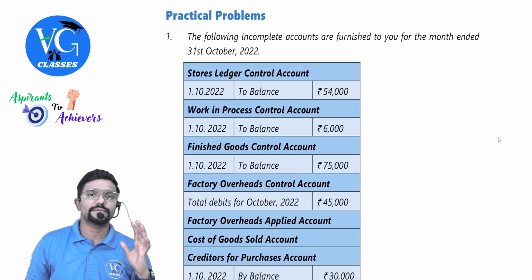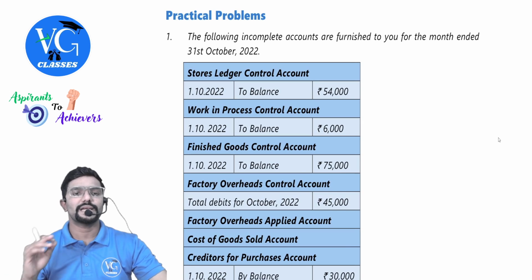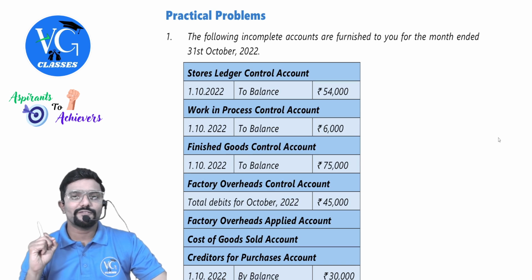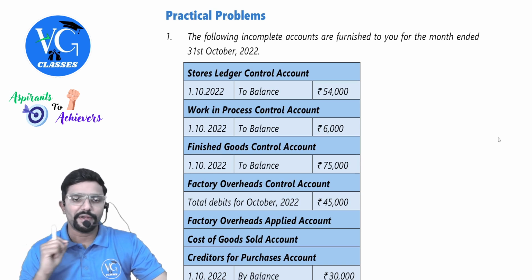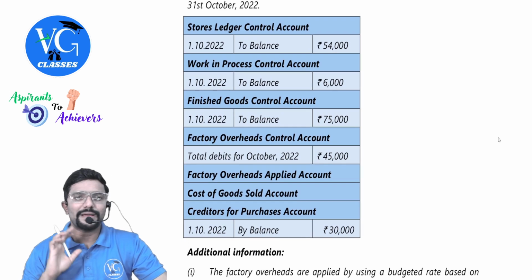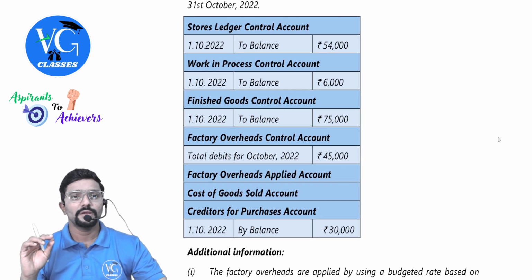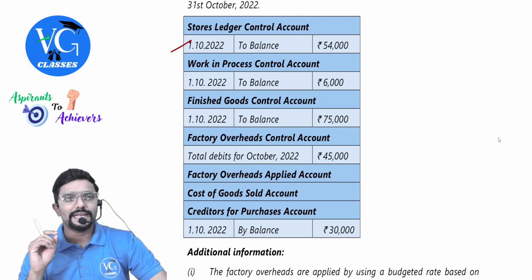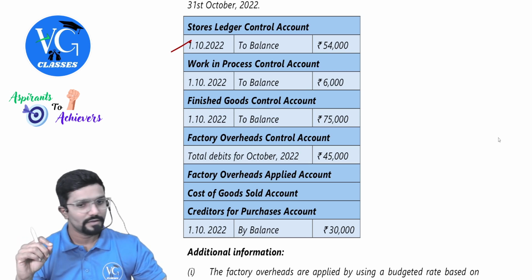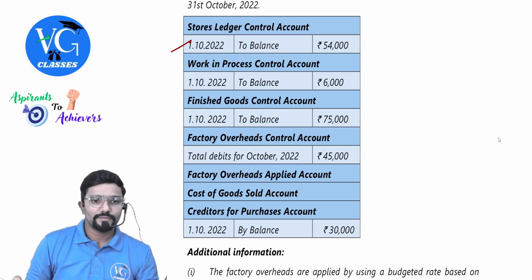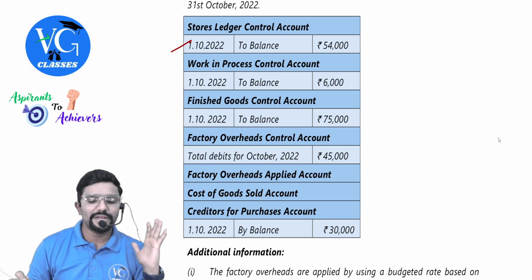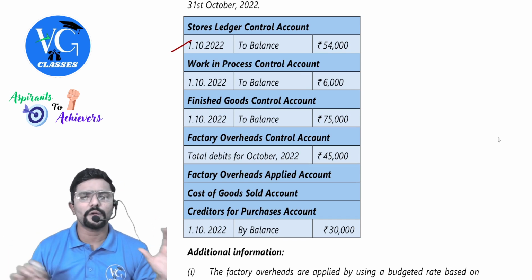Coming to the practical problems. Practical problems, guys. The following incomplete accounts are furnished to you for the month ended 31st October 2022. What are those, sir? Opening balances, guys. Stores ledger control account, 1st October, to balance 54,000. Opening balance, that is nothing but opening stock of raw material.